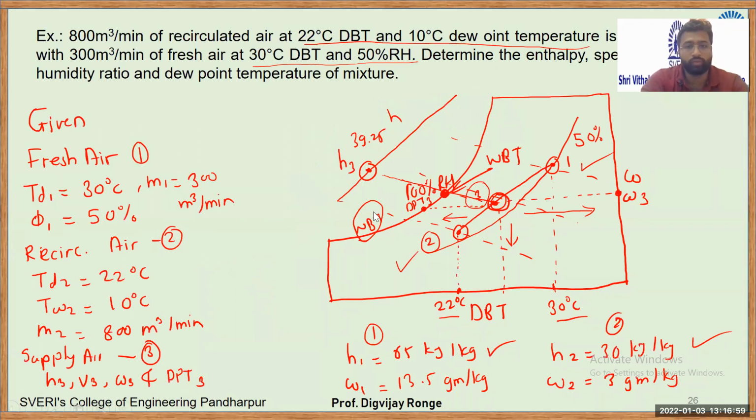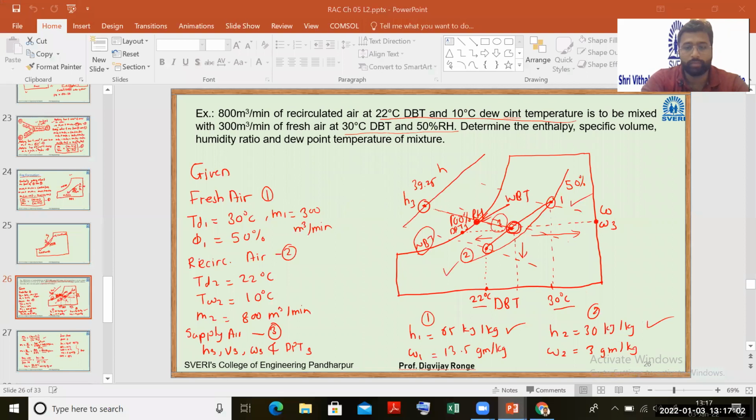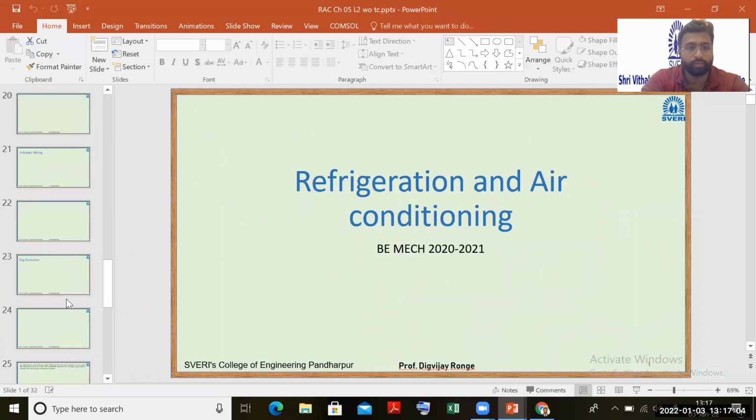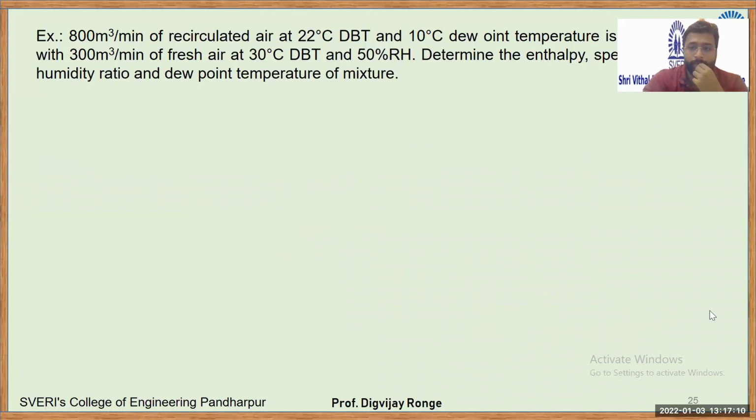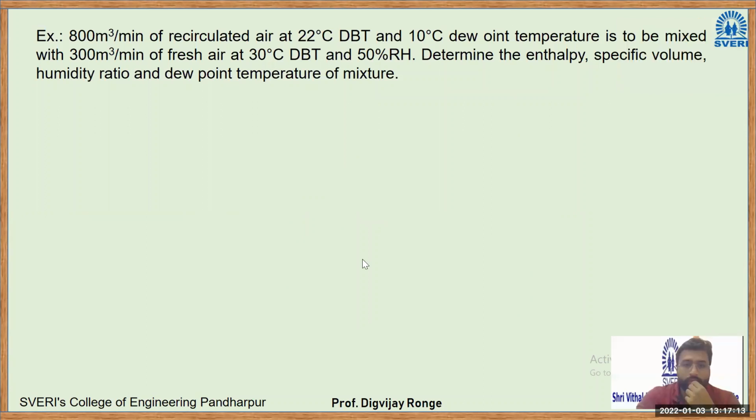So now we'll solve numericals. So what it says: 800 meter cube per minute of recirculated air at 22 degrees Celsius DBT and 10 degrees Celsius dew point temperature is to mix with 300 meter cube per minute of fresh air at 30 degrees Celsius DBT and 50% RH. Determine the enthalpy, specific volume, humidity ratio, and dew point temperature of the mixture.